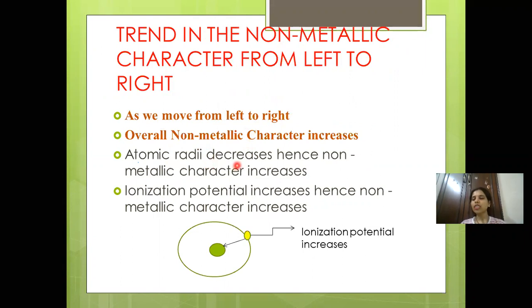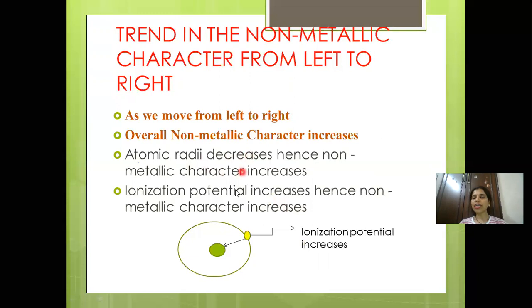As metallic character increases, non-metallic character decreases; they are inversely proportional. I've shown with the diagram that if more and more electrons are added to the same orbit, there is more repulsion, so the energy required to pull that electron is going to increase. Non-metals always have more than 4 electrons in the outermost shell, and that's the reason they are electron acceptors. So the IP required to pull that electron is more in that case.